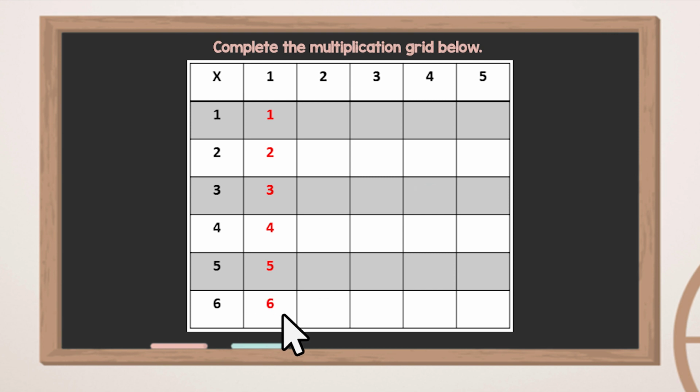So boys and girls, do you notice that there is a pattern going on there under the column of 1? You're counting in singles. 1, 2, 3, 4, 5, 6. So it is your turn now. Remember, you are starting row, then column. So your first number would be 2 times 1. Boys and girls, take 2 minutes and get that done quickly.